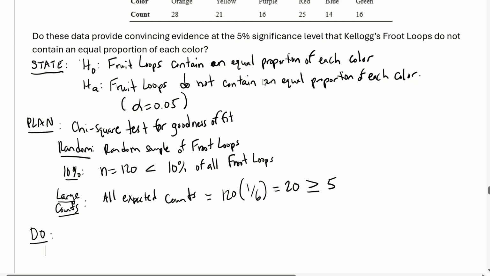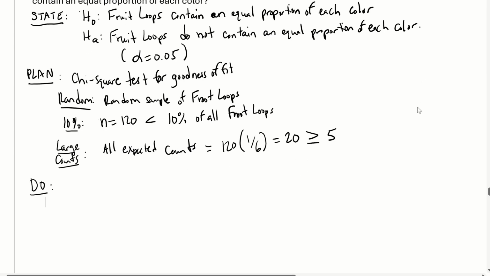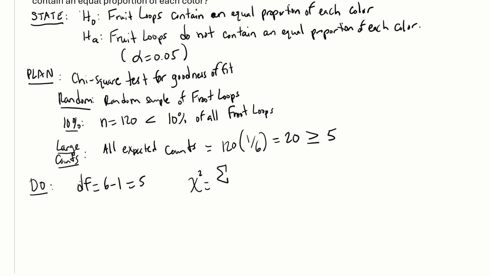All right, so in this case, let's do the chi-square. Remember, DF is equal to 6 colors, so 6 minus 1 is equal to 5. Let's calculate our chi-square. Chi-squared equals the sum of observed minus expected, squared, divided by expected. So that's the formula.